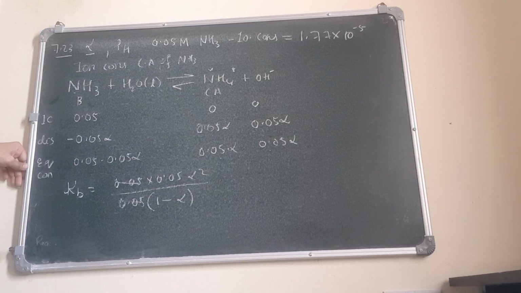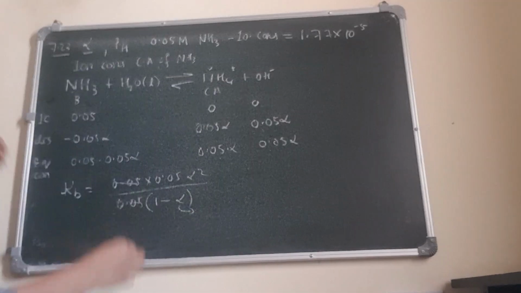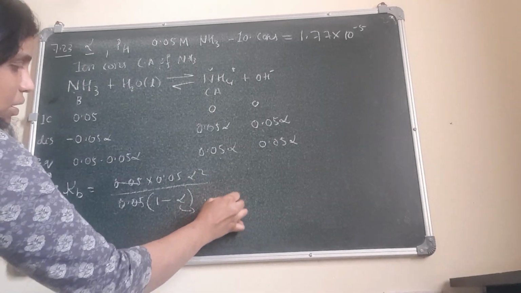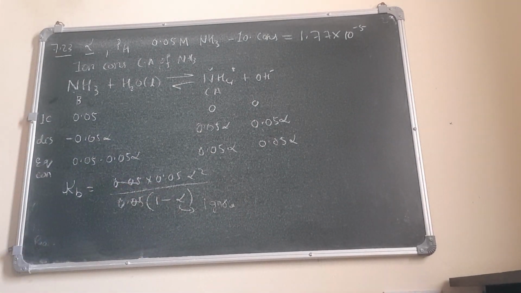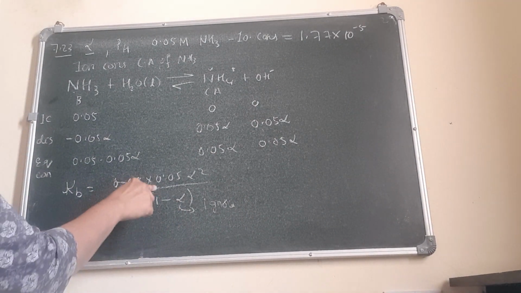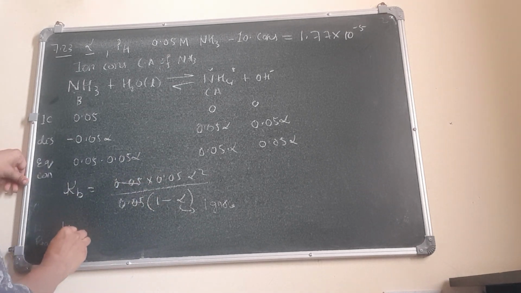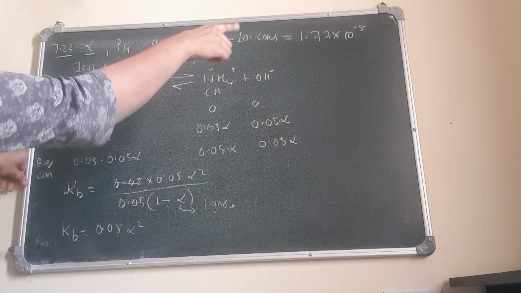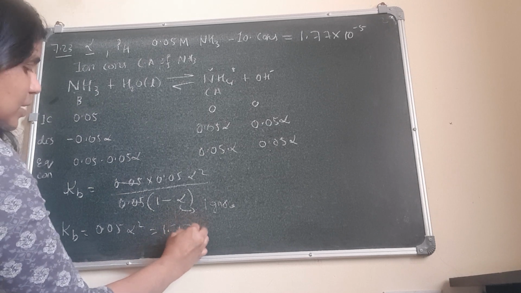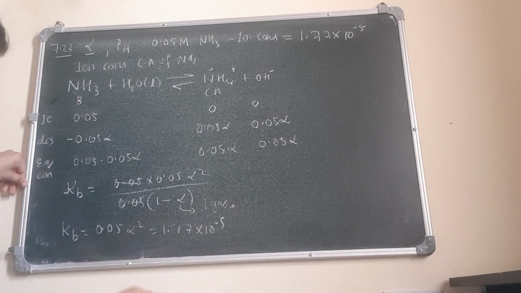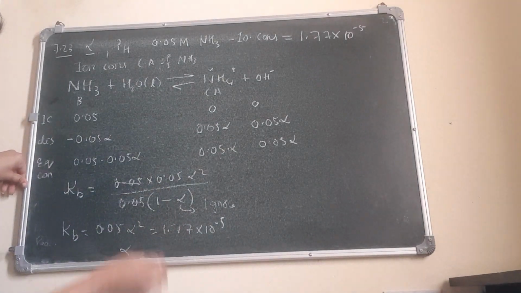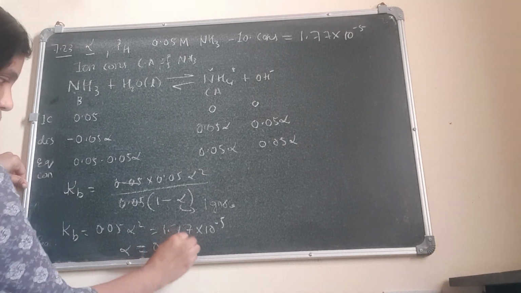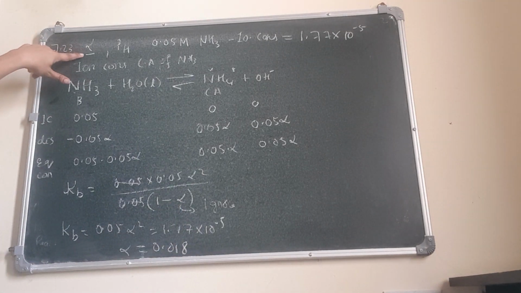Now alpha is very small, so I can ignore this, otherwise you'll end up having a quadratic. So just to simplify it, I will ignore it. You can find it out also, but this is the way it's done in your book, so you can ignore it because it is very small. So this denominator will be 1. So what do I get? Kb is 0.05 alpha square, and I know the value of Kb here. It is given to me. It is 1.77 into 10 power minus 5. If you calculate, you get alpha square first. Take the square root, you will get alpha. Alpha will be equal to 0.018. So the first part is done.